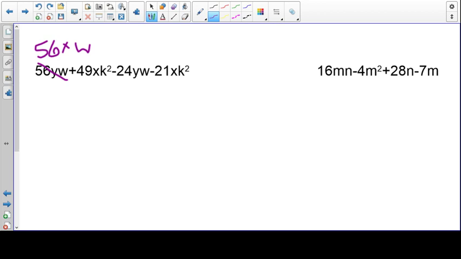And this is supposed to be 24xw. Something went weird when I wrote it for some reason. So when I take a look at the first two numbers, I think about what can go into 56 and 49. What numbers will divide evenly into both?